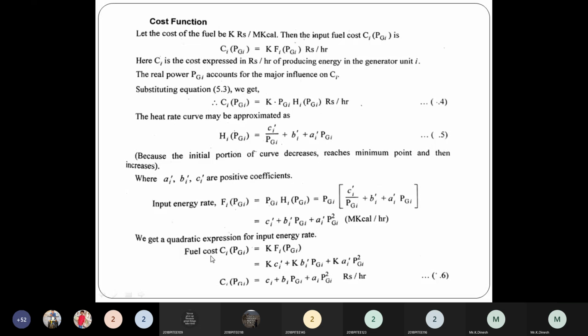Next one is fuel cost in terms of PGi. So K into Fi of PGi. If you substitute this, we have just found Fi of PGi. I'm substituting here: K times Ci dash, K times Bi dash PGi, K times Ai dash PGi square. This also gives you the result in terms of rupees per hour. Fuel cost and energy rate.